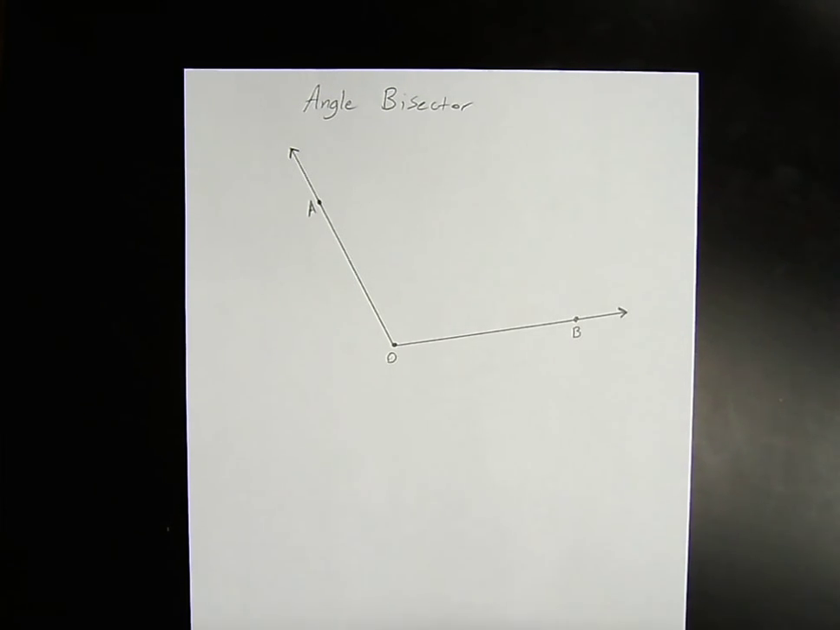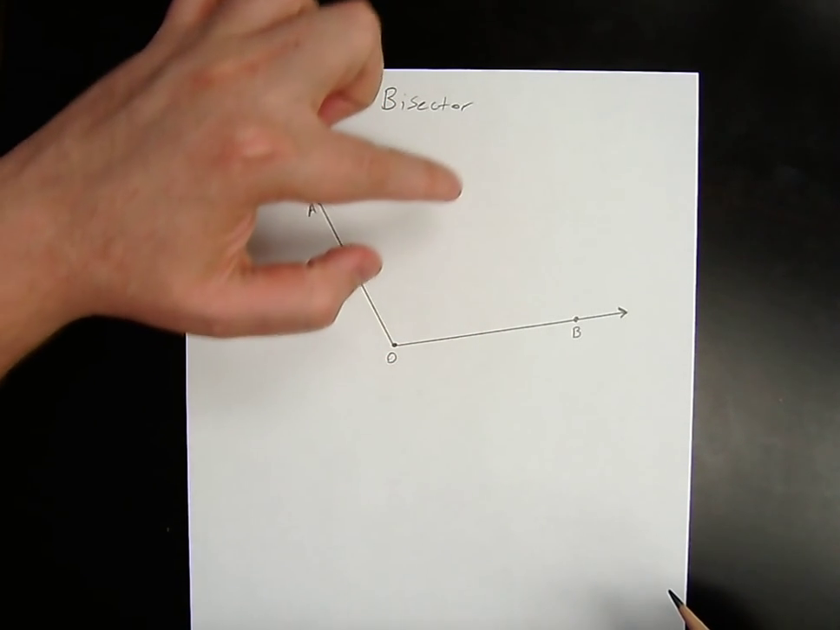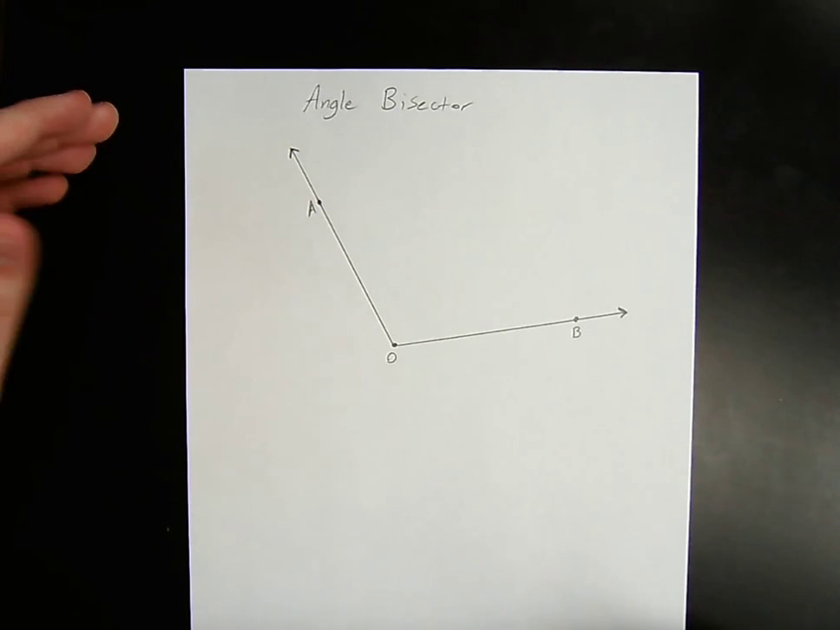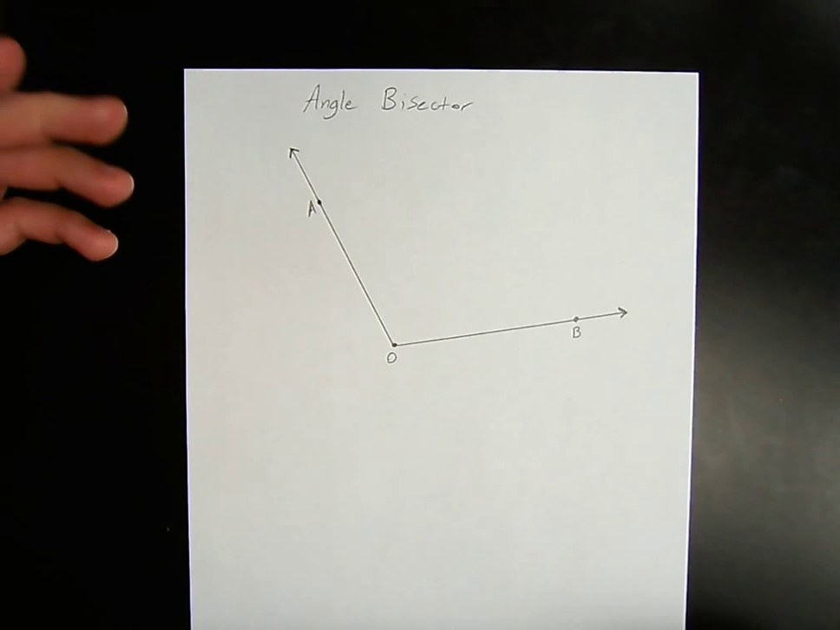But just for now, talking about just an angle that I'm given, and now we want to go through the steps to find, where is a ray going to cut this angle directly or exactly in half. So I'm going to have the same measurement on both sides, defining essentially what a bisector is.